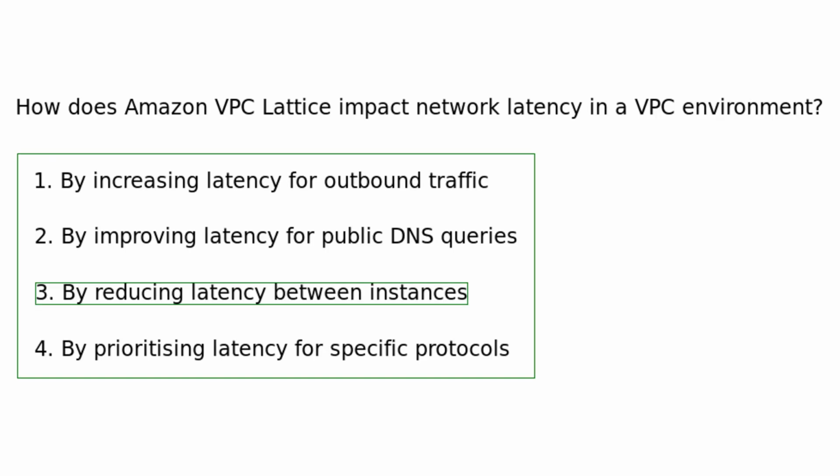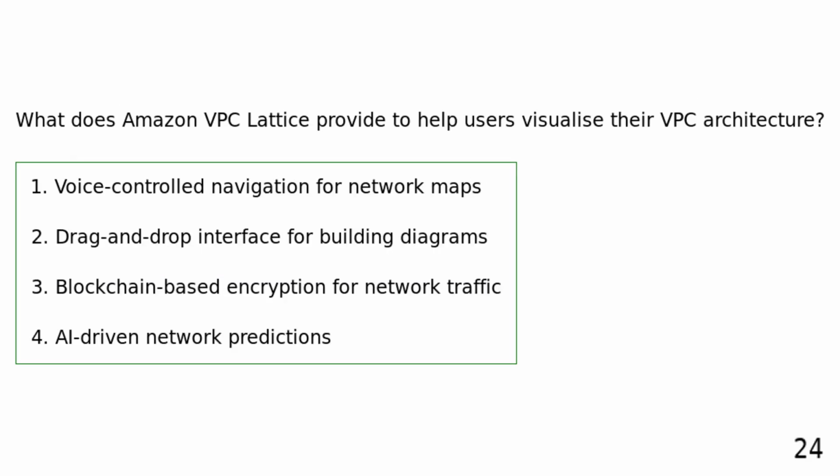Amazon VPC Lattice impacts network latency in a VPC environment by reducing latency between instances through efficient communication paths within the mesh network. What does Amazon VPC Lattice provide to help users visualize their VPC architecture? Voice-controlled navigation for network maps. Drag-and-drop interface for building diagrams. Blockchain-based encryption for network traffic. AI-driven network predictions.